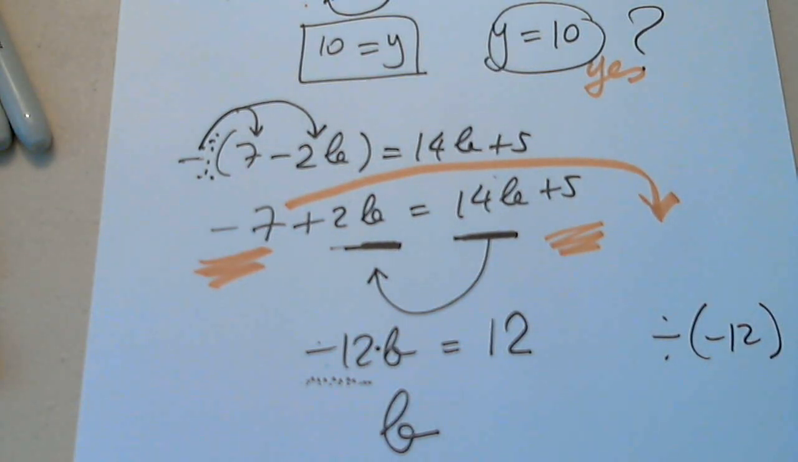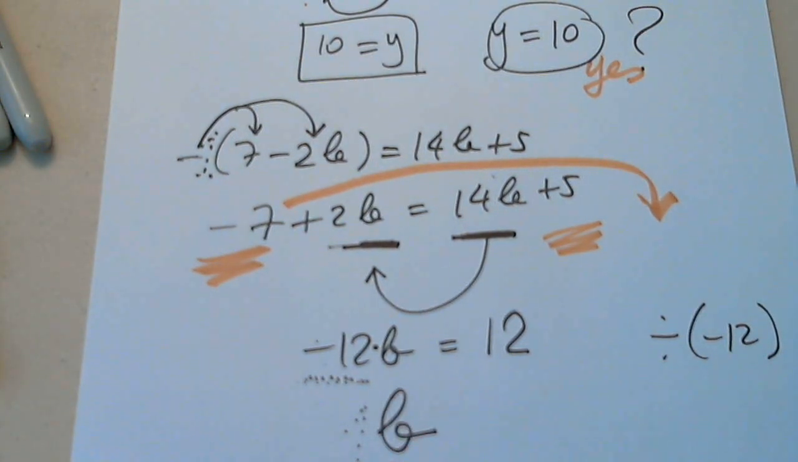Yes, I have to divide by negative 12. Negative 12 divided by negative 12 is 1. That's exactly what I wanted. And 12 divided by negative 12 is negative 1. Is this true?